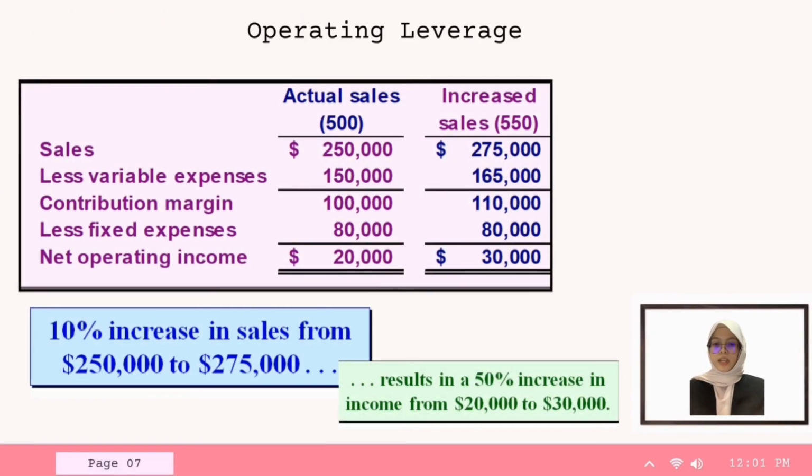So an increase in sales will also affect other things. For example here, we can see that the sales, variable expenses, contribution margin, and net operating income are increasing except for the fixed expense. So we can see that the net operating income increased from 20,000 to 30,000. We can simply calculate it by multiplying 10% with the number. For example, 250,000 times 10%, we get 275,000, and it's the same for the other parts.